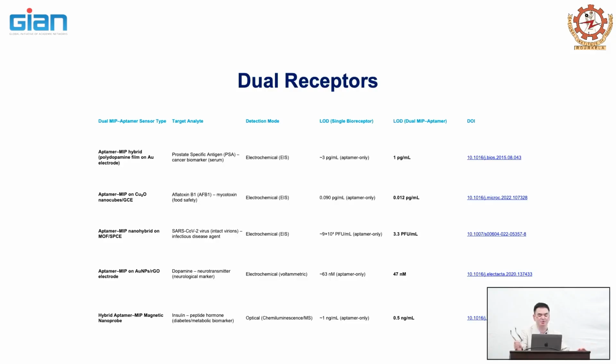So these papers will also show you how combining the different bioreceptors together gives you an enhanced sensitivity. You can see here going from 3 picograms to 1 picogram per milliliter. This is from 0.09 to 0.012. This one was the best example where from 9,000 you've gone to 3.3 PFU per milliliter. This is actually very, very useful here. Okay, and then you also have this one here, 63 nanometers to 47 nanometers, 1 nanogram per milliliter to 0.5 nanograms per milliliter.